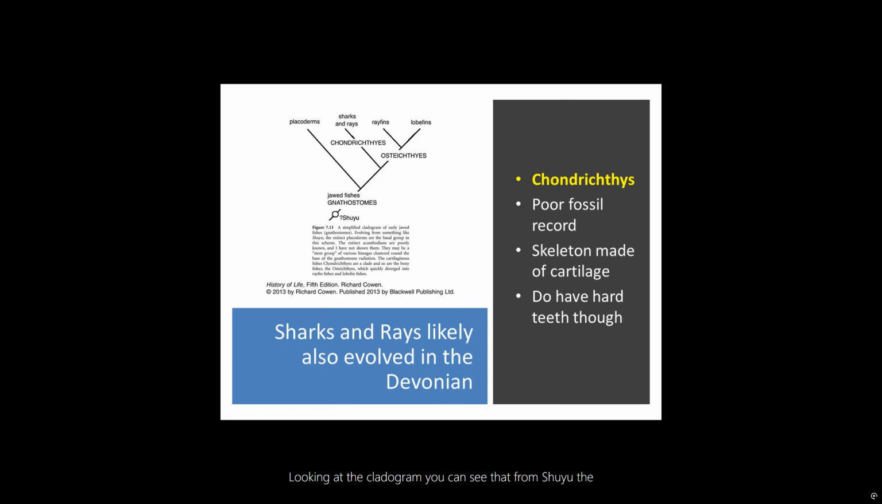Looking at this cladogram, you can see that from Shuyu, the jawed fishes, such as the early placoderms, evolve. And with each new set of characteristics, a new group branches on the cladogram. One of the first groups to evolve are the chondrichthyes. These are the rays and sharks. Now, sharks and rays have a skeleton, but it's made of cartilage, which does not preserve well.